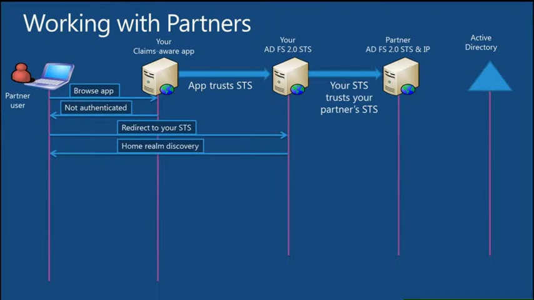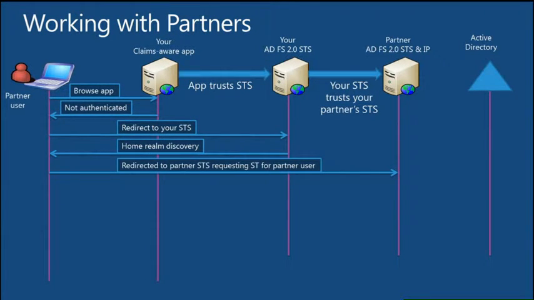This is a process of home realm discovery, because the STS itself may just trust one identity source, in which case it will attempt to authenticate you against that. If that fails, obviously you're not going to get the token. Or it may trust multiple identity sources, which in Microsoft ADFS speak are referred to as claim provider trusts. Next, you're redirected off to the partner STS if you choose the partner in your home realm discovery.